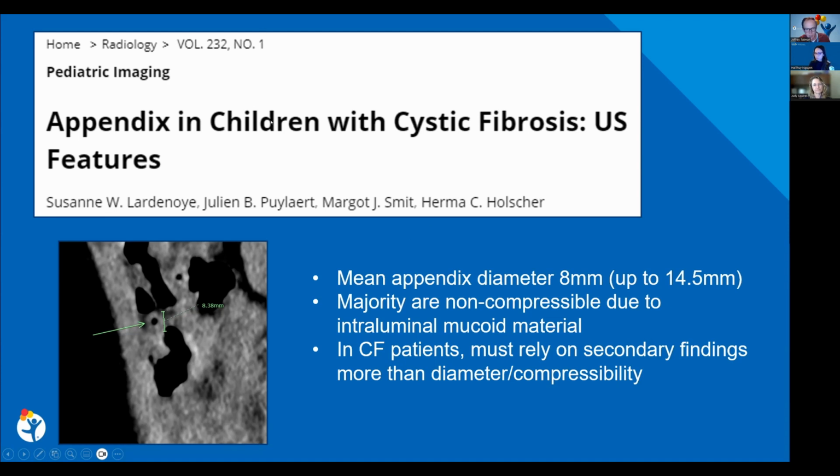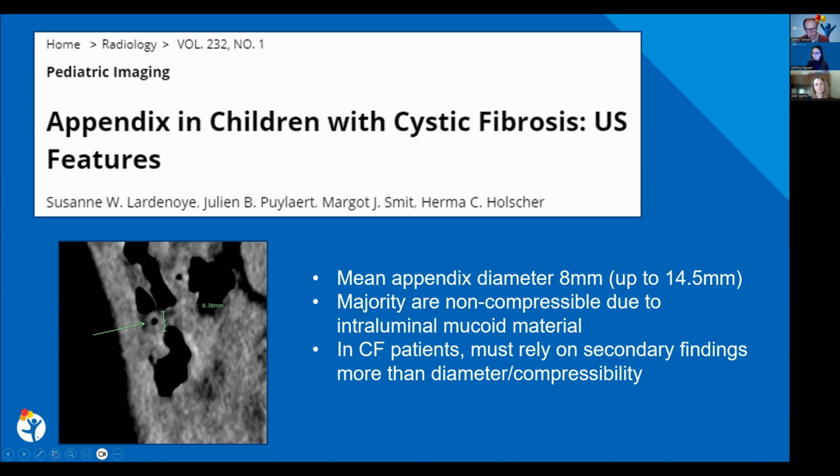So I think this is just an important one to be aware of, that the appendix can look odd in kids that have cystic fibrosis. They get this kind of intraluminal mucoid impaction that fills the appendix, so it makes it dilated and also makes it difficult to compress because that intraluminal material is so thick. In this particular paper, they found that the mean diameter of the appendix in kids that have cystic fibrosis is on the larger side, about 8 millimeters. The biggest one they had was up to about 14.5 millimeters. They had about 30 patients, and only 5 or 6 of them had compressibility of the appendix, so the vast majority will be non-compressible.